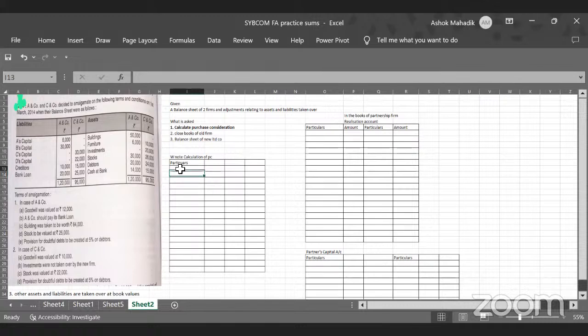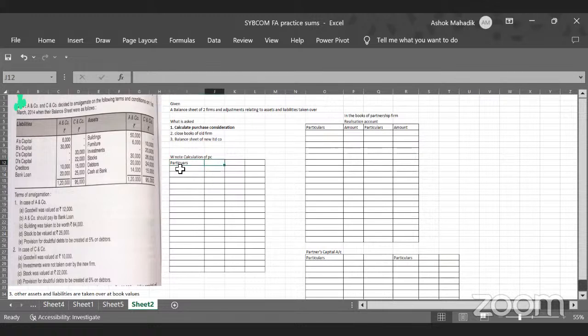So while calculating PC, always take new values. Sometimes they may tell you that a few assets are taken at new values and the remaining at book values. In that case, the remaining assets and liabilities will be recorded at book values. That is the value at which they are appearing in the old balance sheet. Clear?